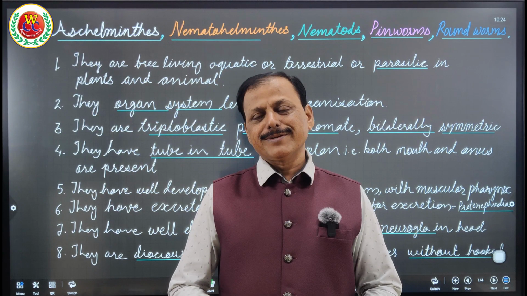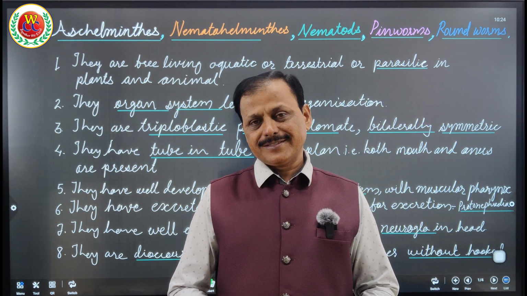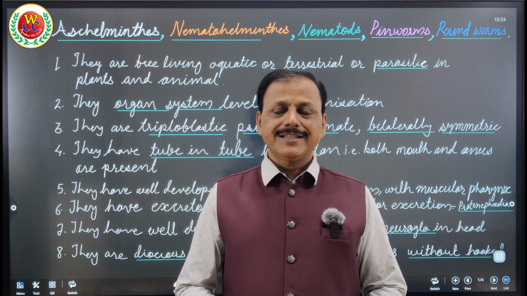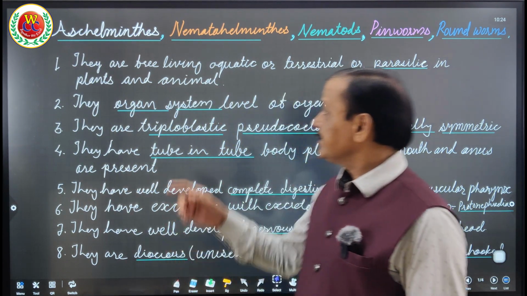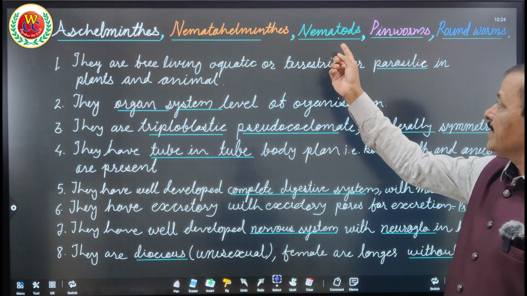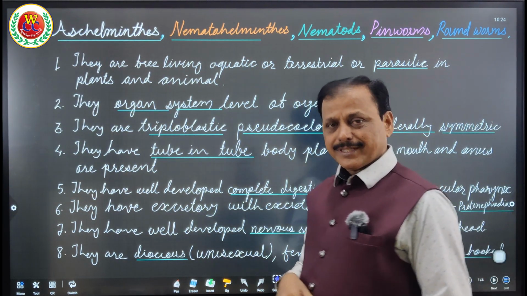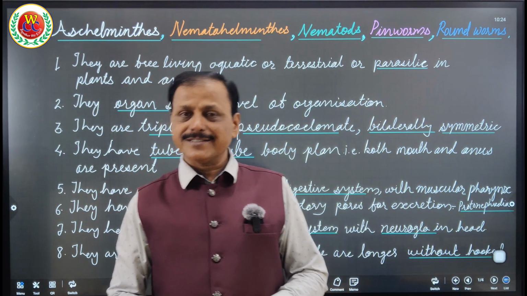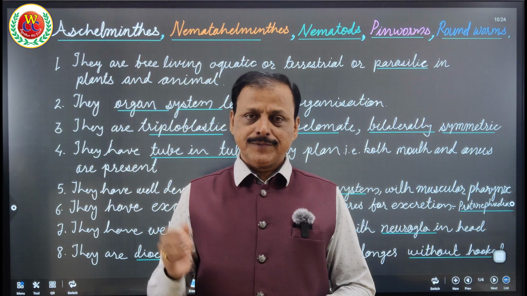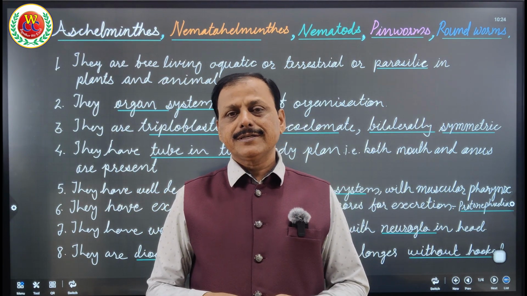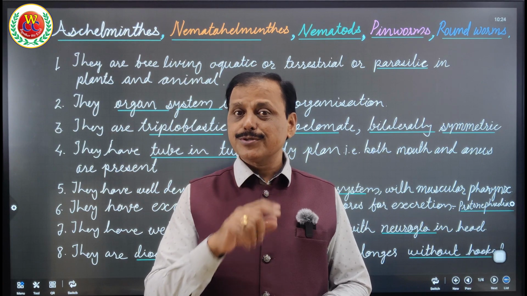As a part of a series of lectures, today's topic is Aschelminthes. There are many names given to Aschelminthes: Nematohelminthes, nematodes, pinworms and roundworms. That has some reason we shall discuss later. As a part of the history of evolution, in embryo development, this comes in the next order of triploblastic pseudocoelomate.